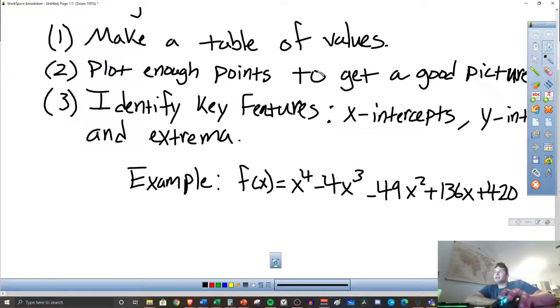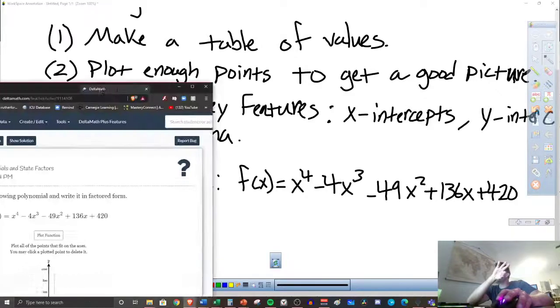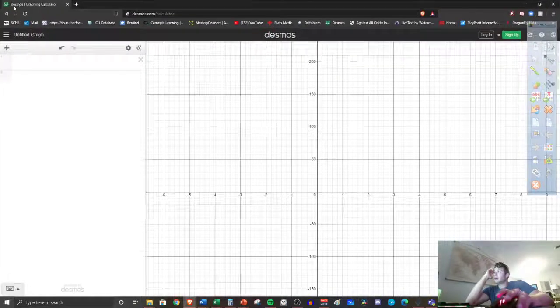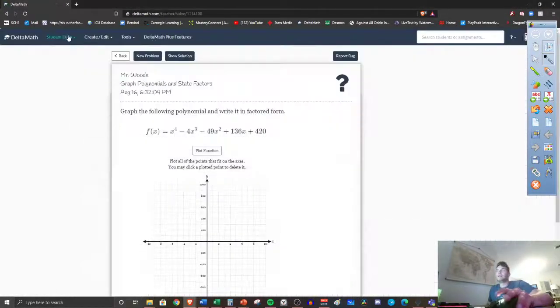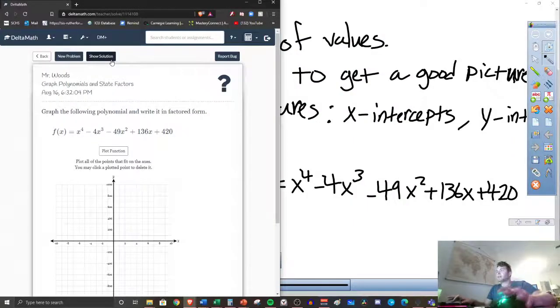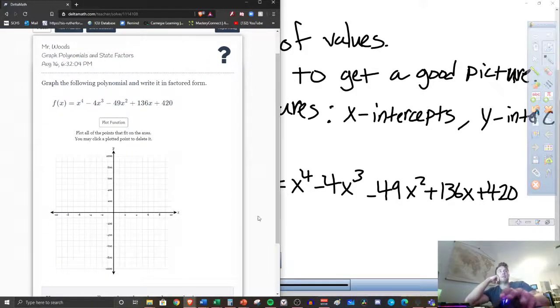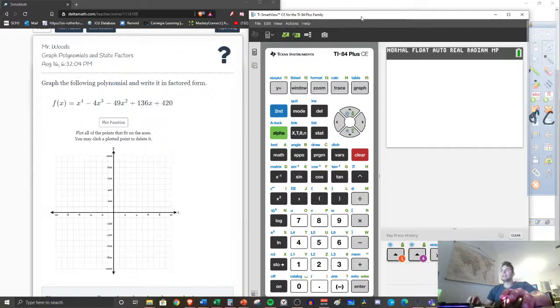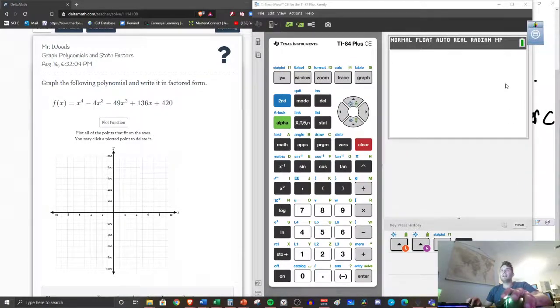The first thing is we're going to make a table of values. There are 3 ways you're going to do this, and I'm going to show all of those for you. The first way comes from your Delta Math assignment. This is where I'm grabbing this from, so I'll work through this example with you while I'm doing this. Let's start with the TI-84, the classic calculator for graphing. How would I create a table of values for this?